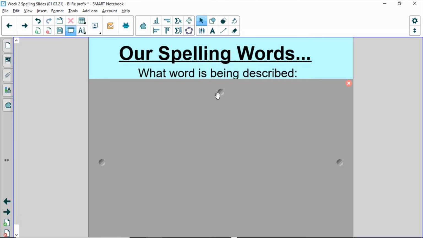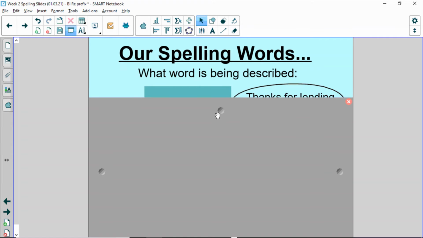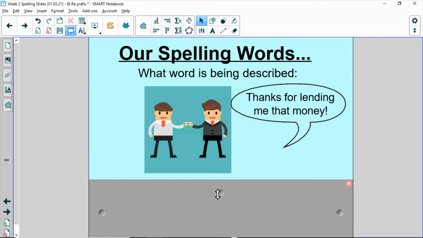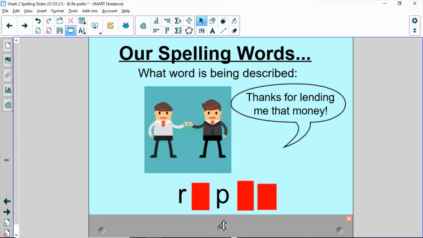Let's look at our third spelling word then. Let's reveal the picture. Can you try and guess what word is being described? Here it is. You've got 2 cartoon characters here, and one of them is saying, thanks for lending me that money. Oh, we had this word right at the beginning. Can you remember what it is? Here is your clue. This word is repay, R-E-P-A-Y. Remember, if you give somebody money and they give it back to you, you repay them.